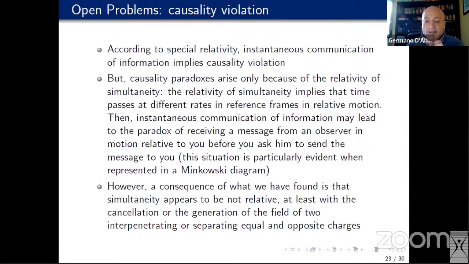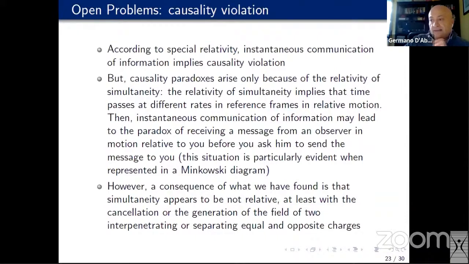For instance, one observer sends a message to another observer in the other reference frame, and according to special relativity, it can be shown through calculation that if the signal is faster than light or instantaneous, the sender could receive the reply by the receiver before he sends his message to the other person. This is the core of the causality paradox. But at least for the cancellation or the generation of the dipole field, we have just seen that simultaneity seems to be absolute.